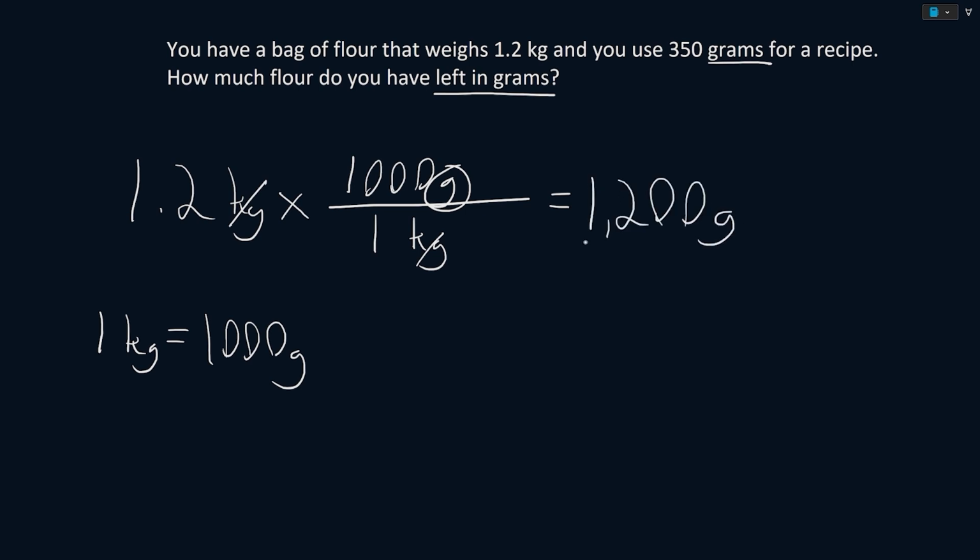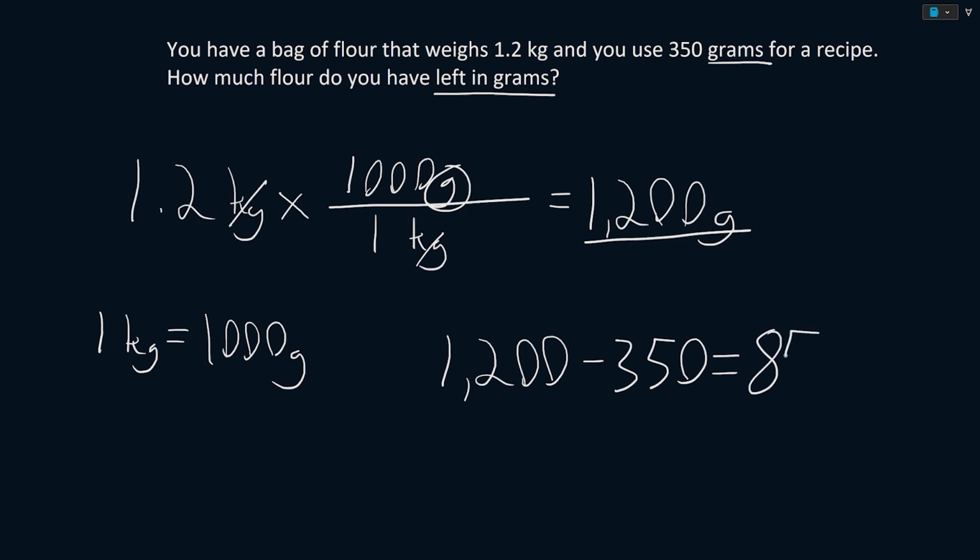Now that our units are all in grams, we can subtract 1,200 by 350 in order to find how many grams of flour we have left. 1,200 minus 350 is equal to 850. And this is how many grams of flour are remaining.